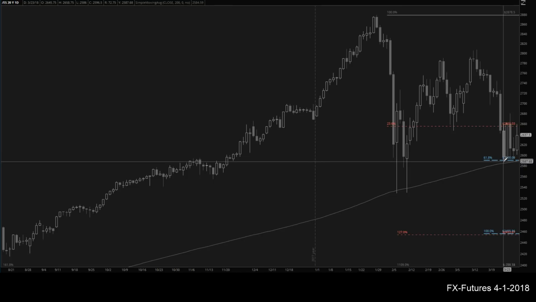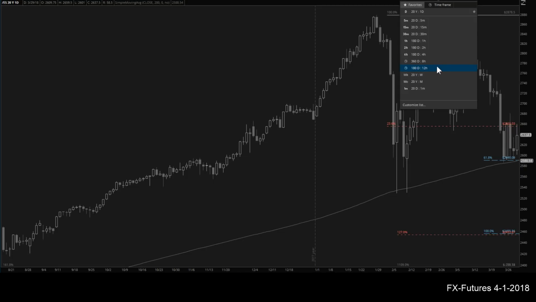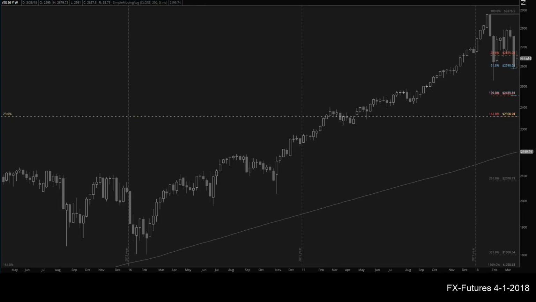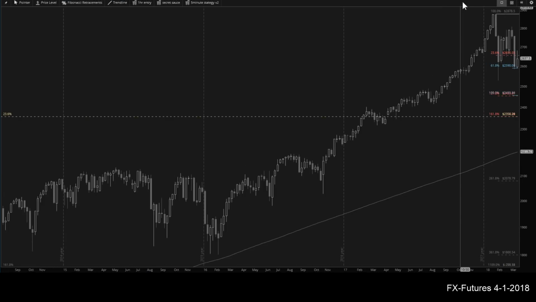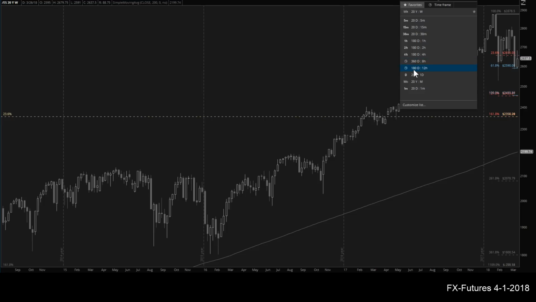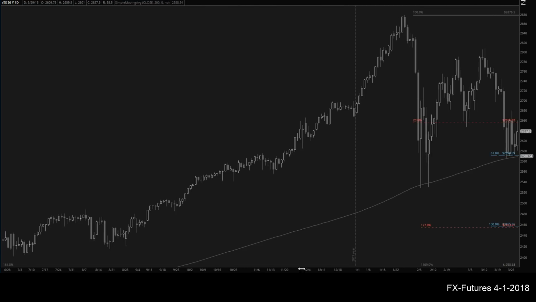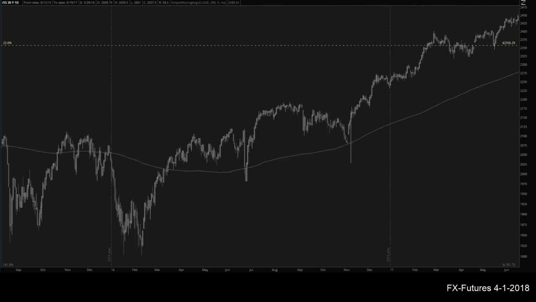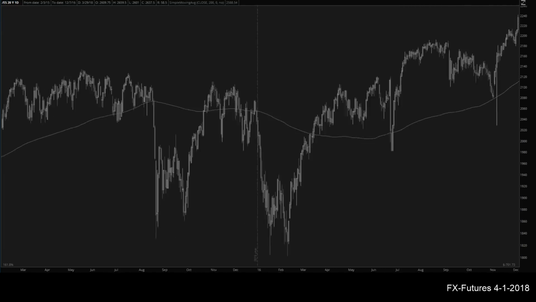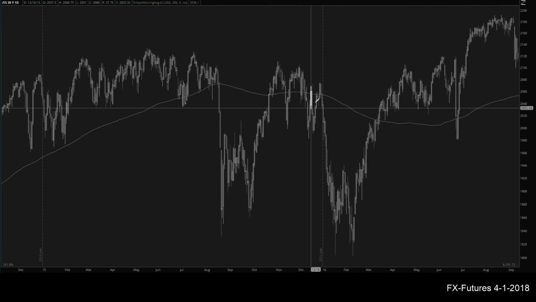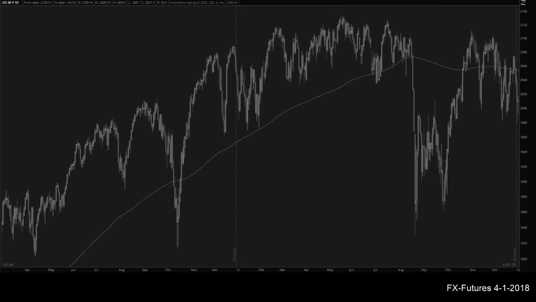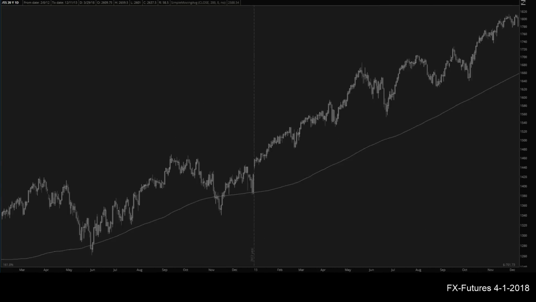If we close below the daily 200, it can be a false breakout. If we go back in the past on the daily chart, although it does provide significance, the daily 200 moving average, price likes to oscillate around it because there's orders being built above and below it.